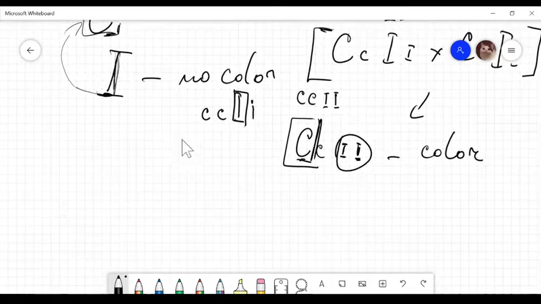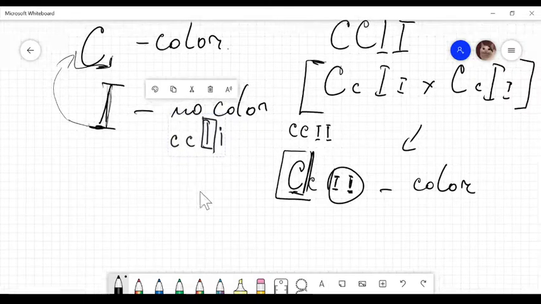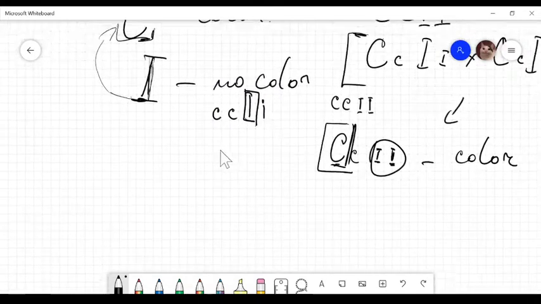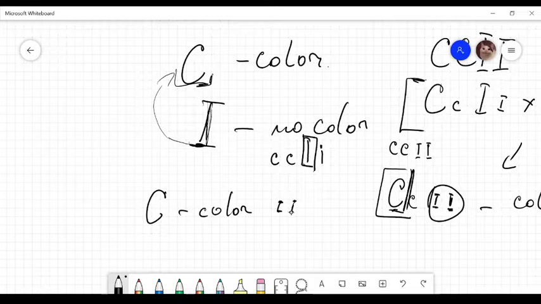In another case, we can see the other side of this case. When C still determines color, but when the I gene, the epistatic gene, is in recessive, it works like an epistatic gene.